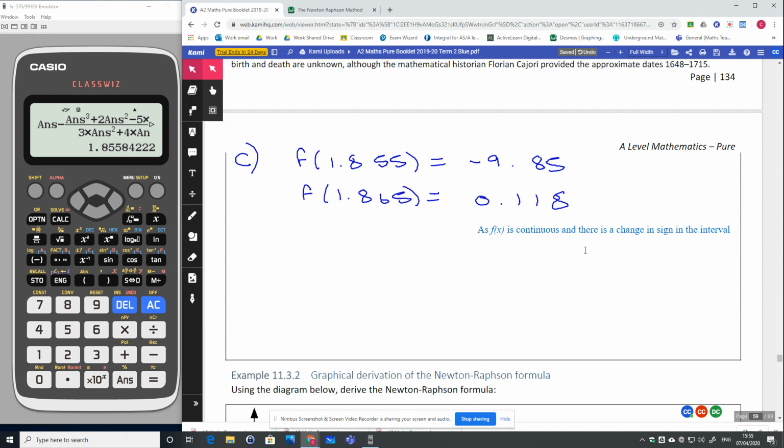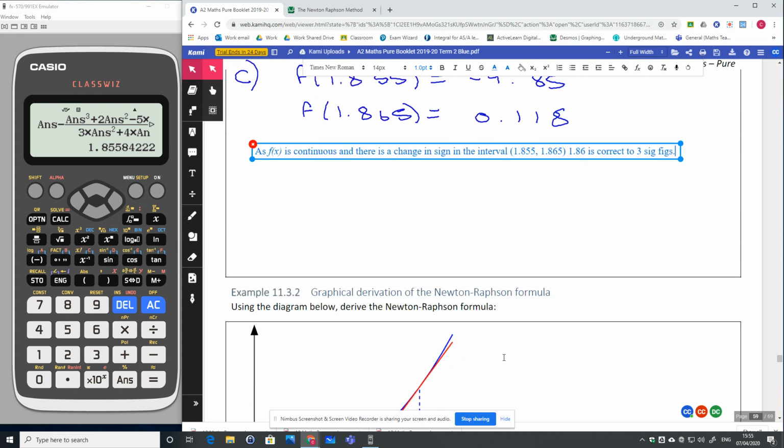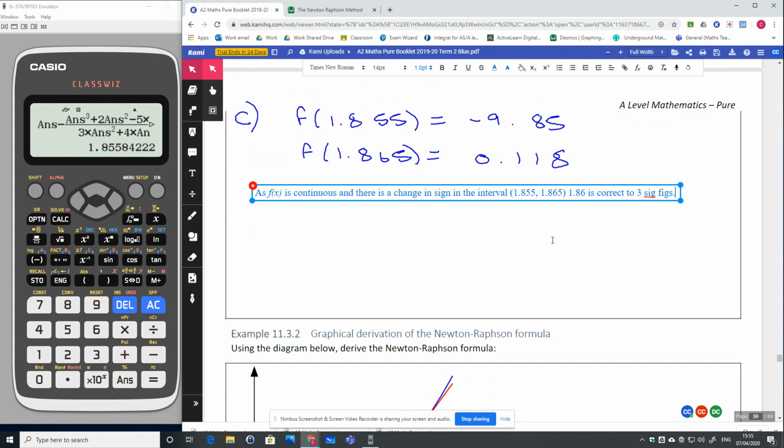There we are, we've still got the conclusion saved. So as f of x is continuous, there is a change of sign in the interval, and this time our interval is 1.855 to 1.865. Conclusion would be 1.86 is correct to 3 significant figures. And that's the end of that example.